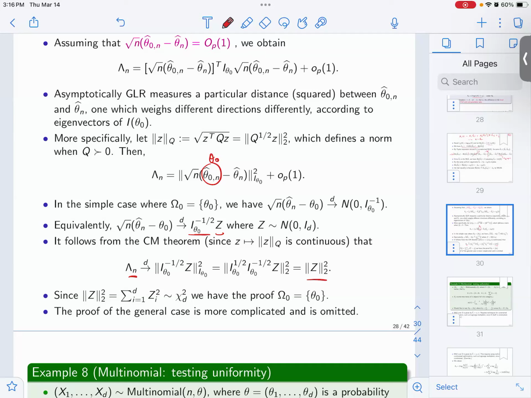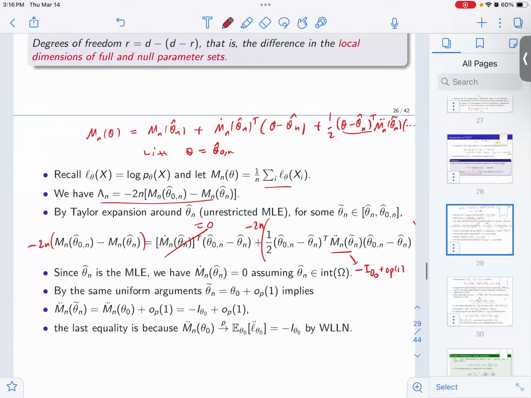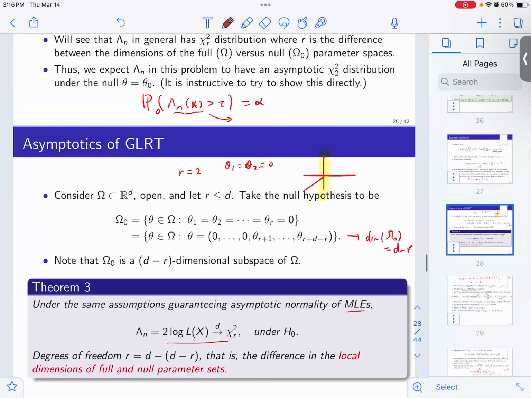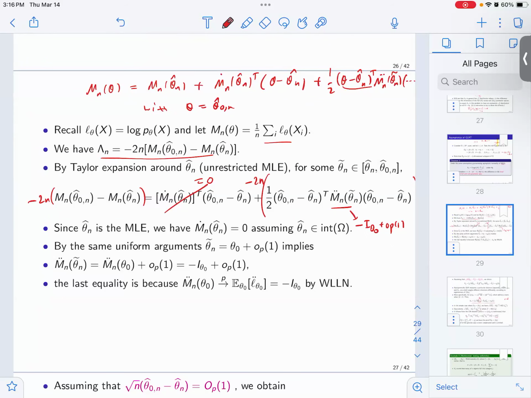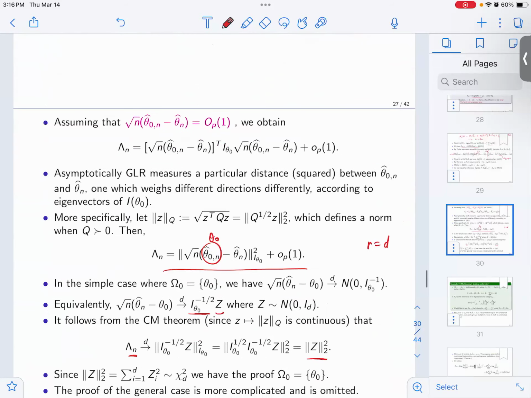In this case, we need to use a proof because the norm was like that. So the proof up to this point is general. At this point, I just assume that basically R is equal to D. So let's say all of these are equal to 0. And so this gives you a simple proof. In a more general case, you can try to argue similarly.